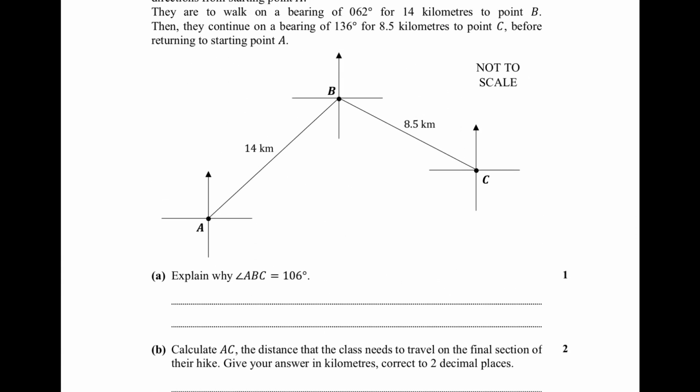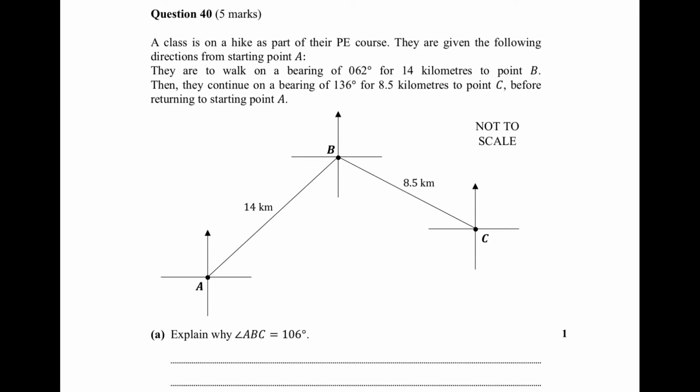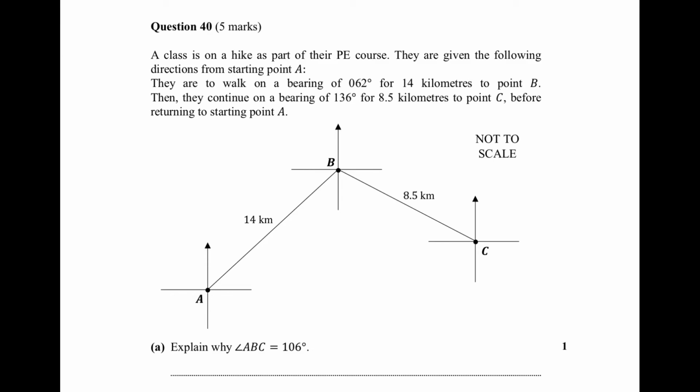Last question. A class is on a hike as part of their PE course. They are given the following directions from the starting point A. They are to walk on a bearing of 62 degrees for 14 kilometers. Okay, so I'm going to mark that on the diagram. That's 62 degrees to a point B.